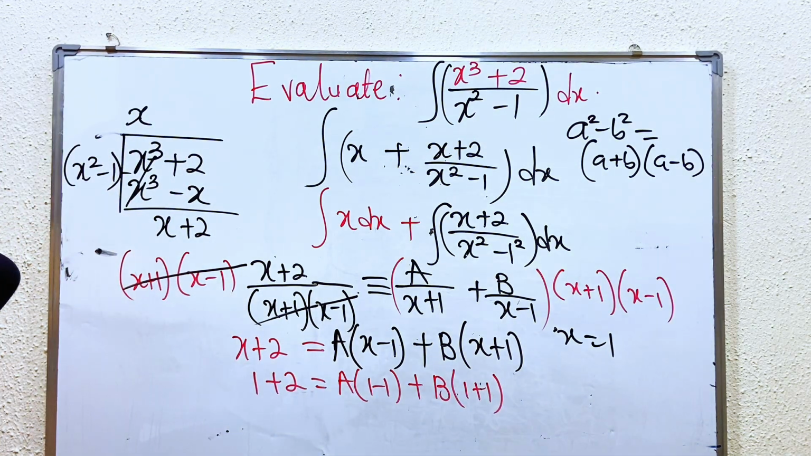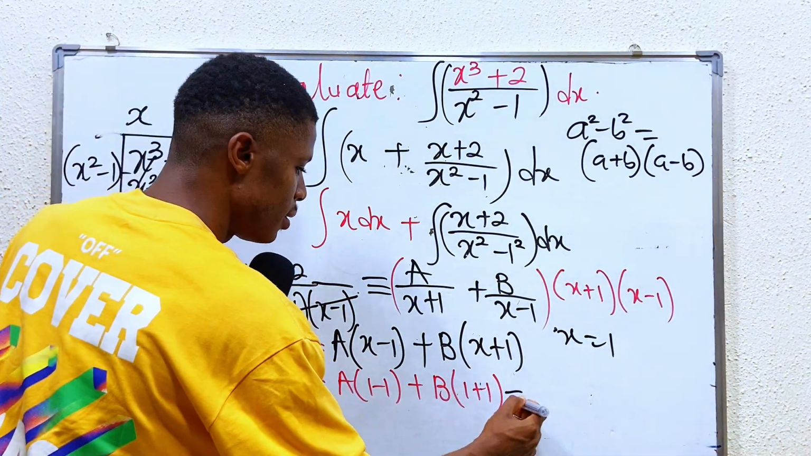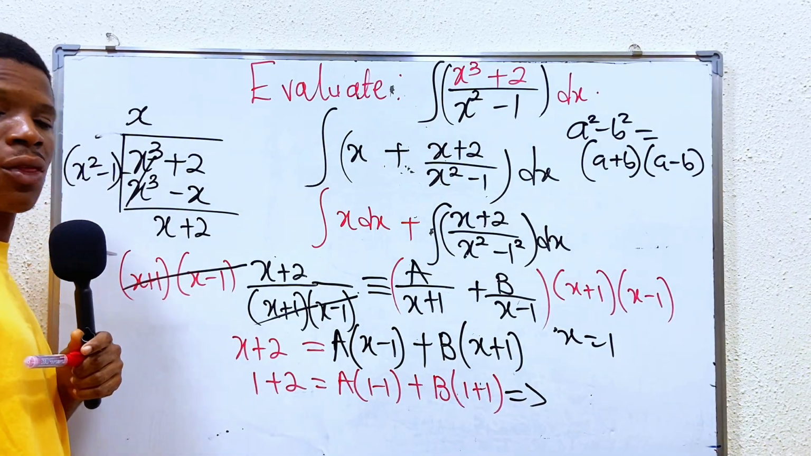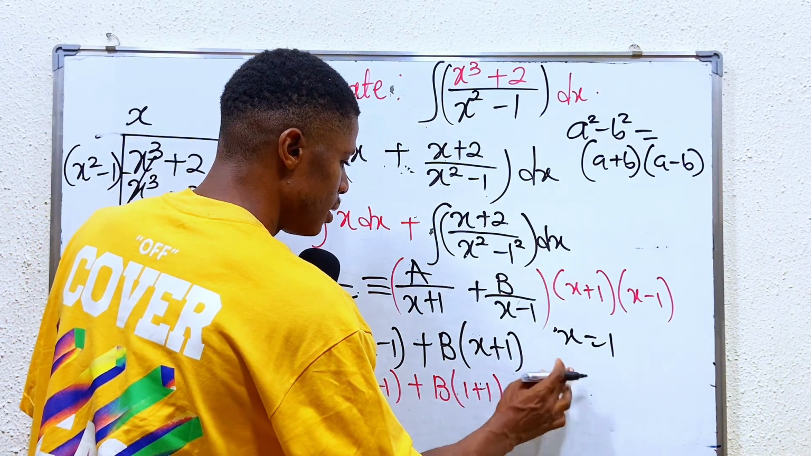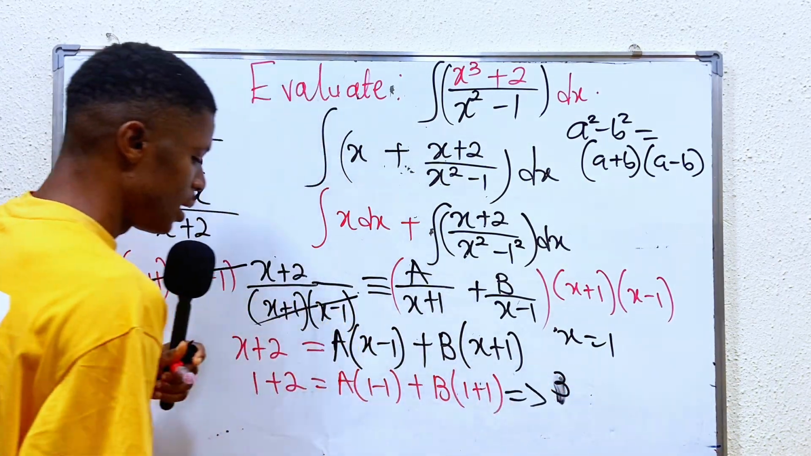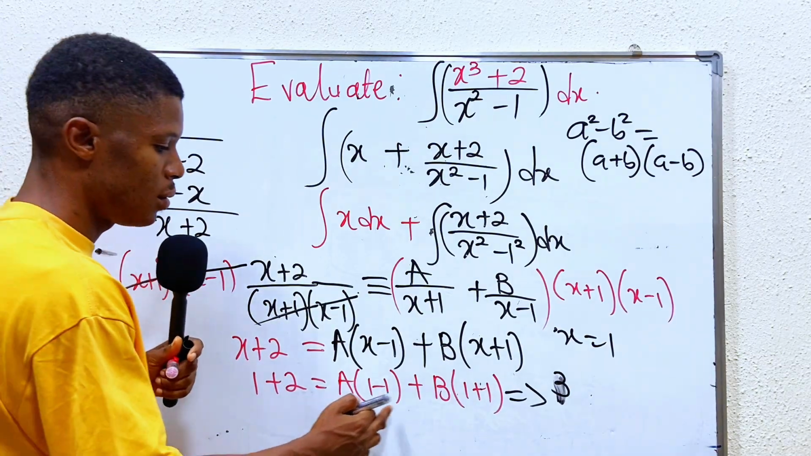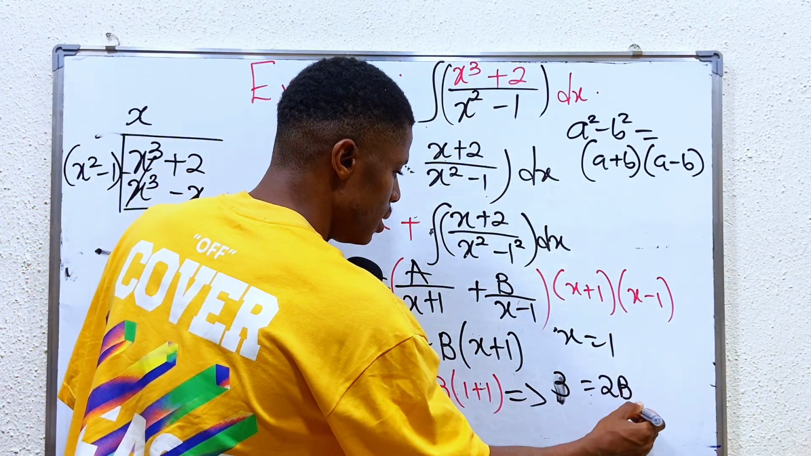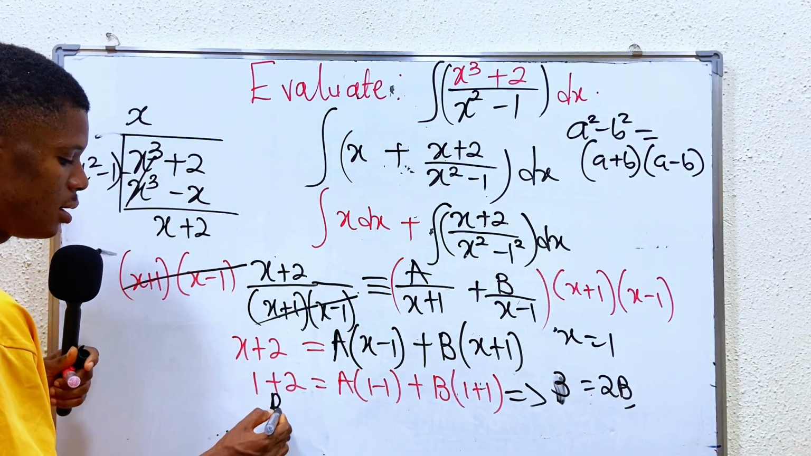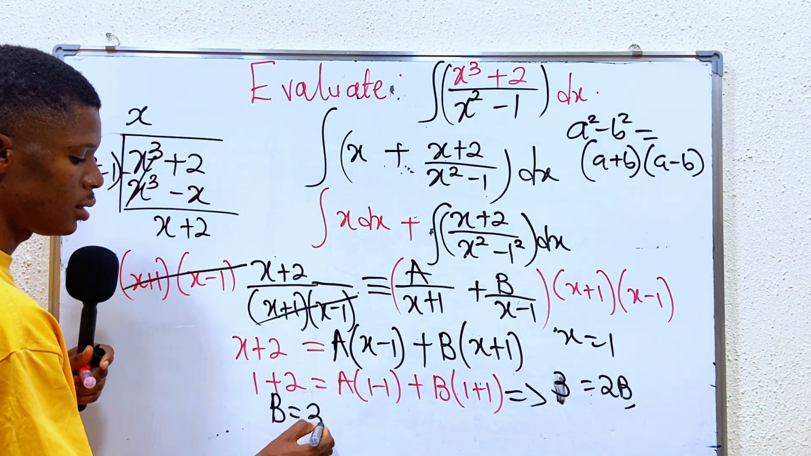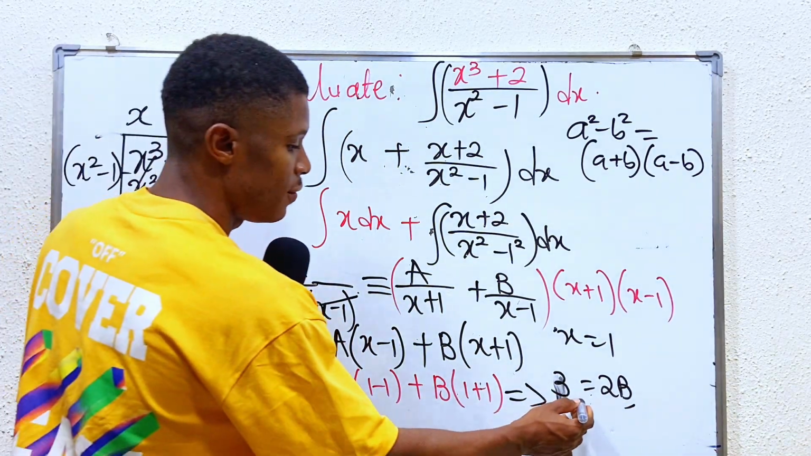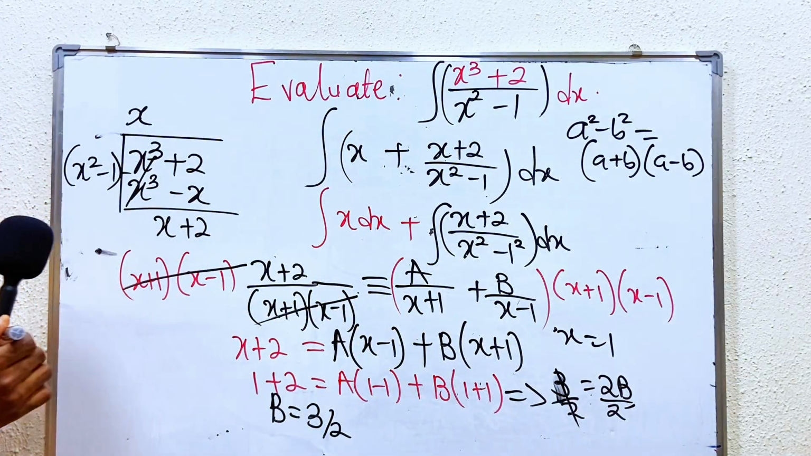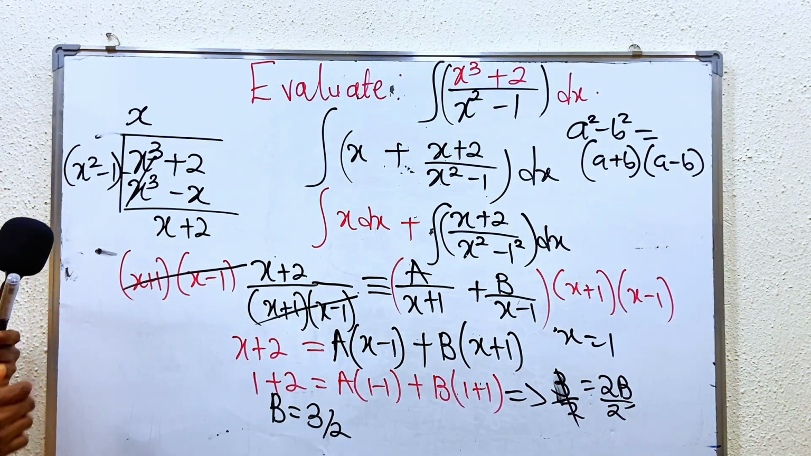That's what we got. So what is this going to give us? This is going to give us 1 plus 2 is 3. So we have 3 is equal to, this is now 0, we have 1 plus 1 is 2 is equal to 2B. This shows that our B is equal to 3 over 2 because we have to divide through by 2. If you do that, our B is this.